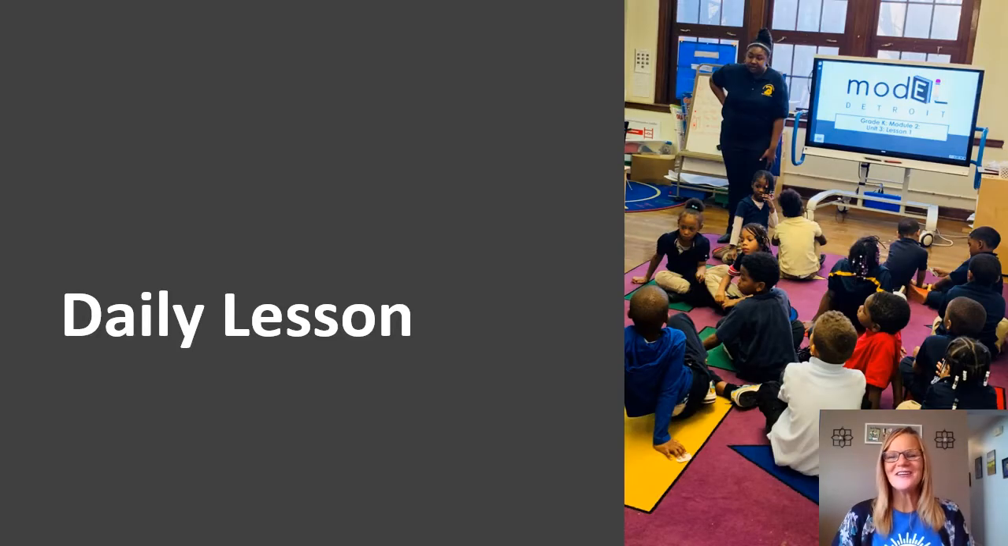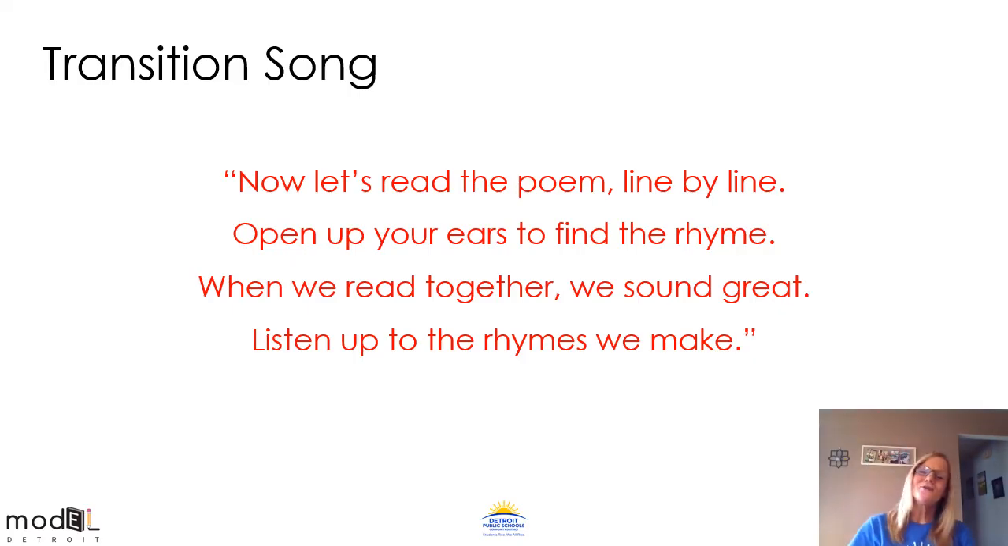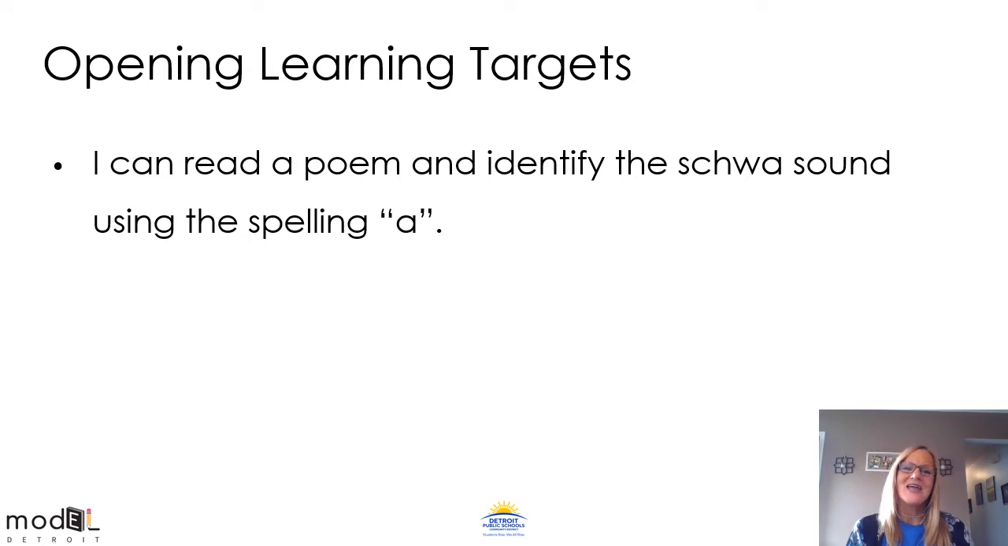Come on, second grade, let's keep on going. Now for our daily lesson. Now let's read the poem line by line. Open up your ears to find the rhyme. When we read together, we sound great. Listen up to the rhymes we make. Our learning target is I can read a poem and identify the schwa sound using the spelling A.